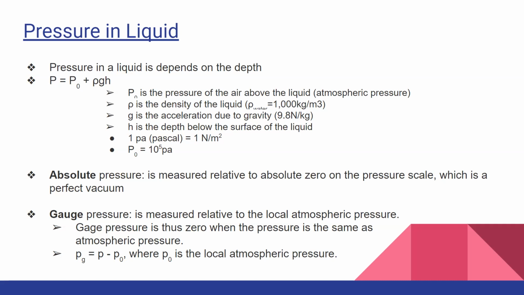So rho is obviously the density of the fluid. G is the 9.8, or basically acceleration due to gravity. And then H is depth. Here we tend to think of H as height, but we're not really going above it, like the atmosphere. We're going into some type of fluid. So here H is depth.